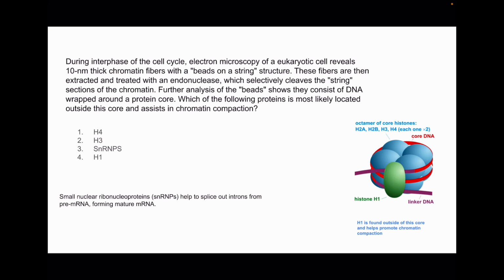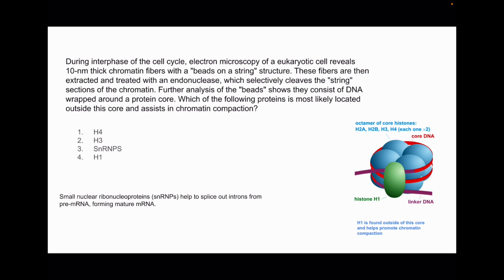Now, the clue here is that it's literally giving you the answer. It says which of the following proteins is most likely located outside this core. We spoke about the octamer, right? And we spoke about the core. It has 8 of these histone proteins. But there's one of these histone proteins that's outside, and it assists in chromatin compaction. If you're thinking H1, then you're correct. That is the answer. H1 is found outside of this core and helps promote chromatin compaction.